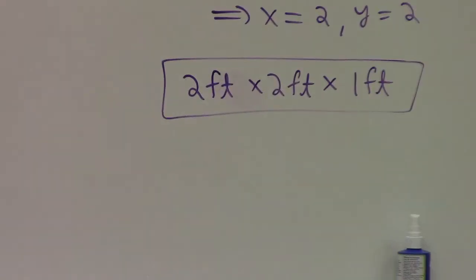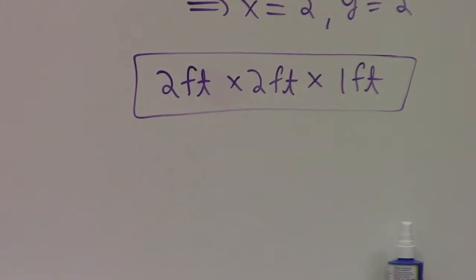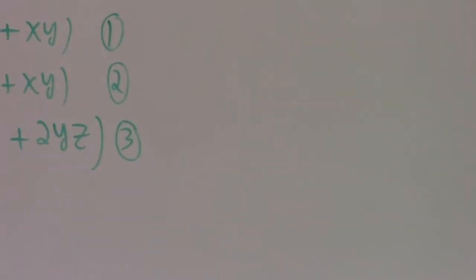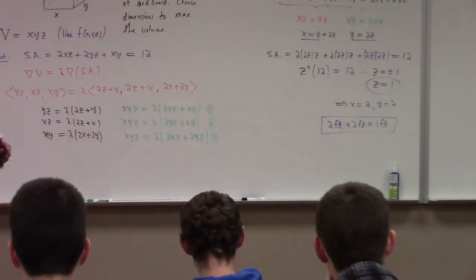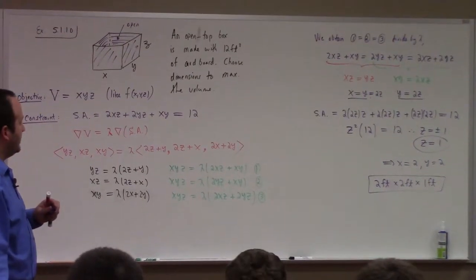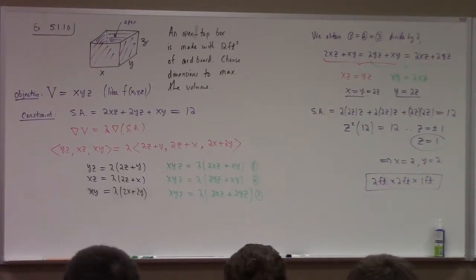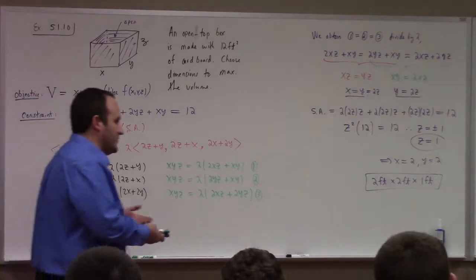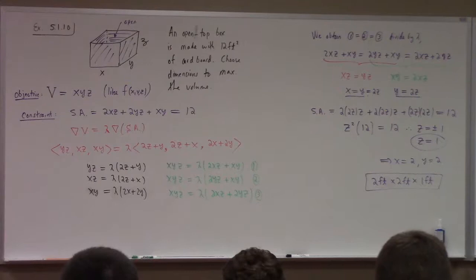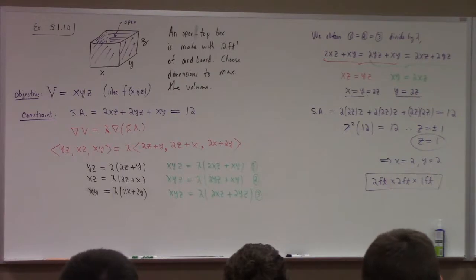And you can easily check the answer. You've got a 4 square foot base, and then you've got 2 feet, 2 feet, 2 feet, 2 feet sides, right? Yeah, 4 plus 8 is 12. This is a pretty standard example. People usually give this one. Any questions?